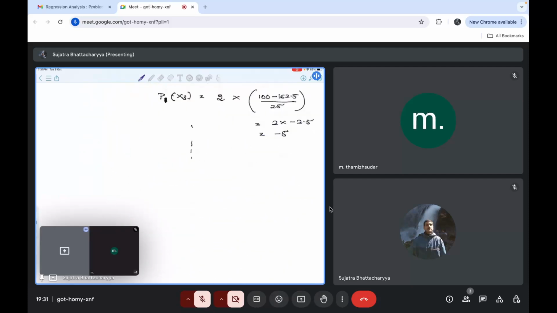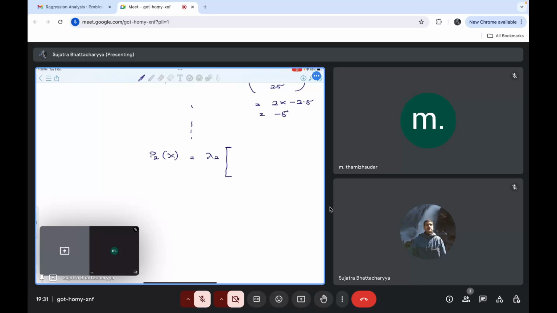Great. Now let's go for P2x. What is the formula of P2x? It is equal to lambda 2 into xi minus x bar whole square divided by d square, minus n square minus 1 by 12. So n is known, n is 10, so not to worry about that. Lambda 2 I will choose later.